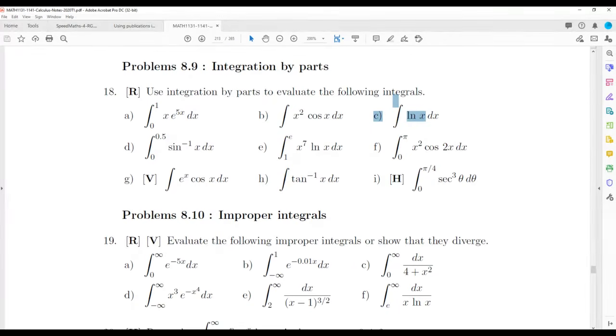Can anyone suggest in the chat a strategy here? Because it looks like there's just one function. Someone says 1 times log x. That is an interesting suggestion. So if we don't have a product, we can always make a product by inserting a factor of 1. So let's try that. So this is 18 part C. Let me go back to my document camera. So this is now 18 part C.